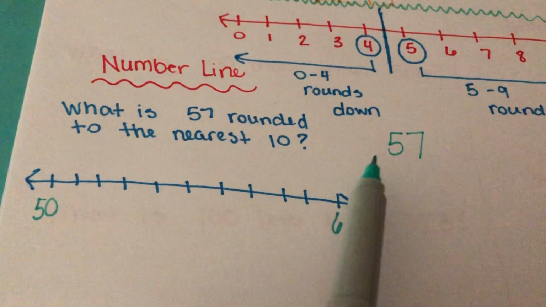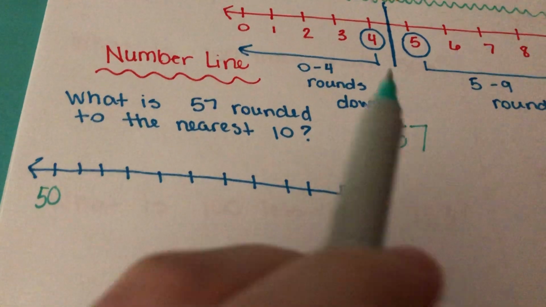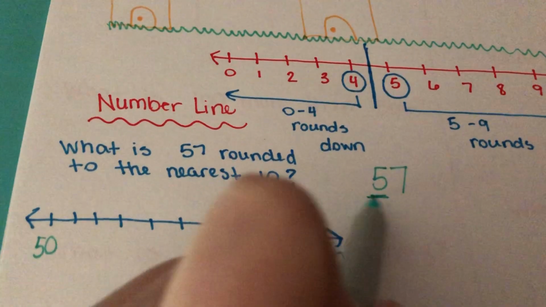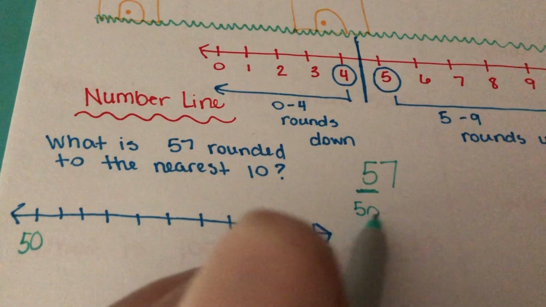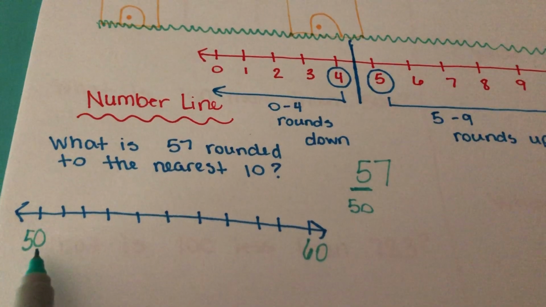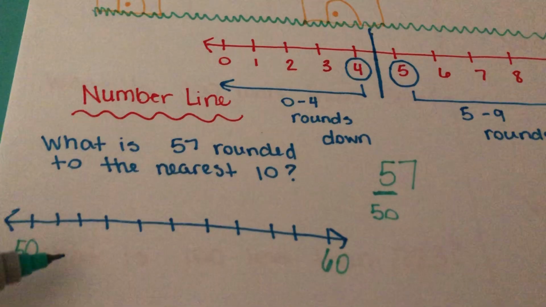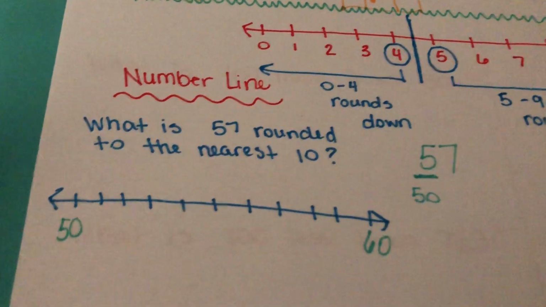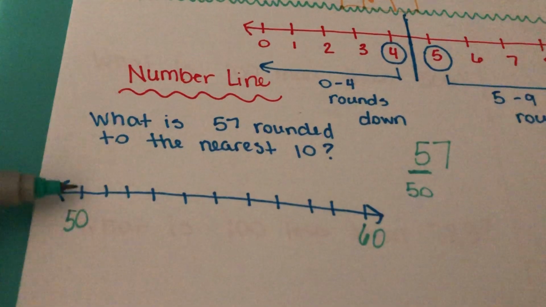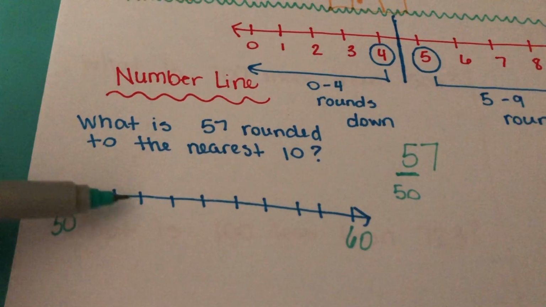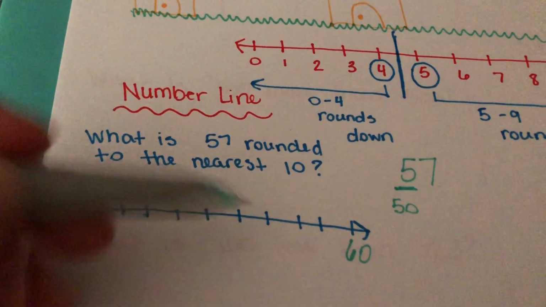One thing that we like to teach students is, with 57, if you're rounding to the nearest 10, what's the tens place? What's the value of this 5? 50. That's the very first number on your number line. Okay, so now we don't need to worry about filling in all of these numbers. We just need to find 57. So let's go 50, 51, 52, 53, 54, 55, 56, 57.